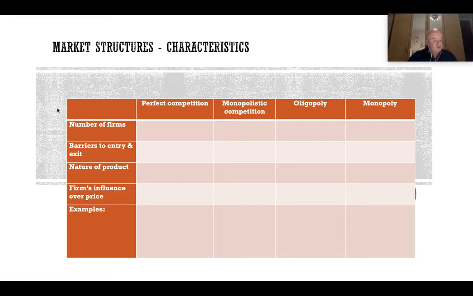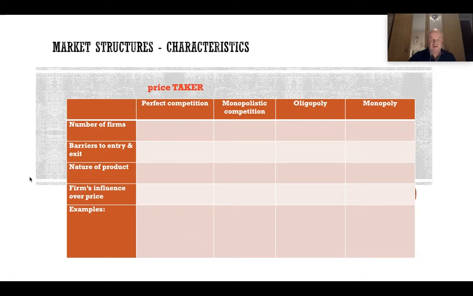Okay, so let's take a look then at the market structures characteristics table. Hope you've had a go at completing that, and let's have a look and see how that might work then. Okay, so if we take the 4 specific market structures we've been talking about: perfect competition, monopolistic competition, oligopoly, and monopoly, they are clearly the 4 key areas we need to take a look at. Now, we'll also look at the number of firms, the barriers to entry or exit, the nature of the product, the firm's influence over price, and also some examples in this table.